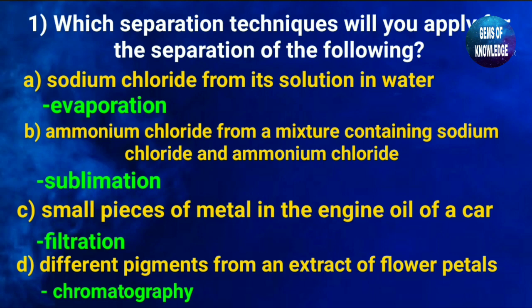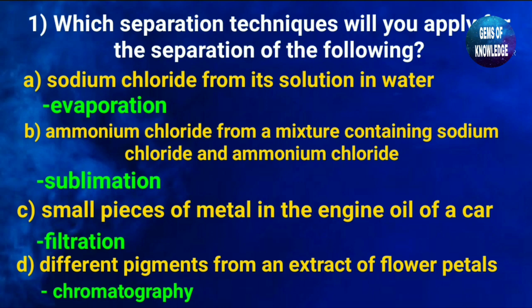Then coming to the second one, you can see ammonium chloride from a mixture containing sodium chloride and ammonium chloride. So here you have to separate ammonium chloride from the two-component mixture, that is sodium chloride as well as ammonium chloride. The technique used here is nothing but sublimation. By using the sublimation technique, you can separate ammonium chloride out of sodium chloride and ammonium chloride.